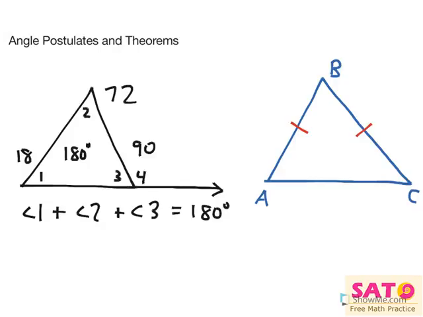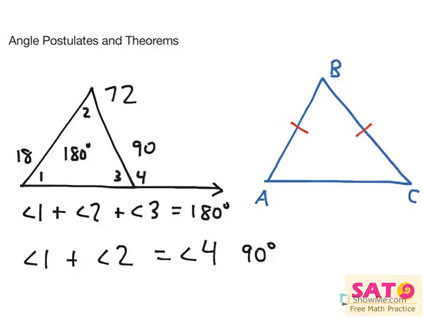And for angle 4, we have to use another theorem here called the exterior angle theorem, and that says that if you add up the two angles that are not adjacent, which is not next to, it would be the angle measure for angle 4. So angle 1 plus angle 2 equals angle 4. So angle 4 in this case would also be 90.